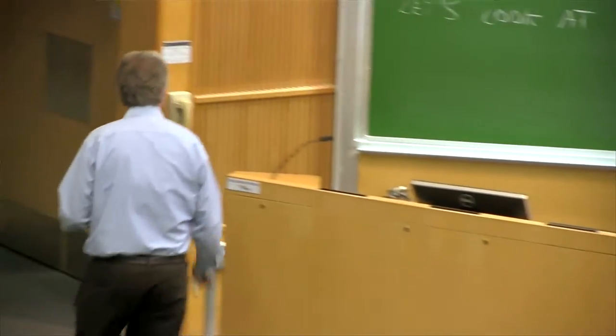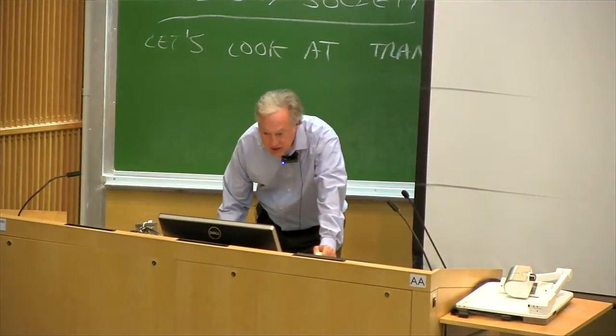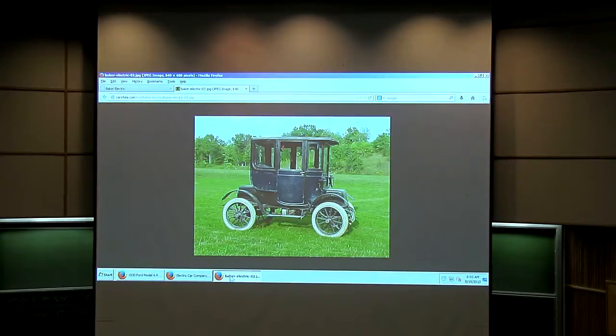All right. Now, let's look a little earlier in the technology. What's that? It looks like a carriage, doesn't it? That's a Baker Electric car. Around 1900, 1902. Around 1900, the most common car in the United States was an electric car. Baker Electric, Detroit, all kinds of car manufacturers made battery-powered cars. So electric cars are old technology. This is about as old school as you can get and still be in a car. They even look like horse carriages there, don't they? Okay, that's a horseless carriage.